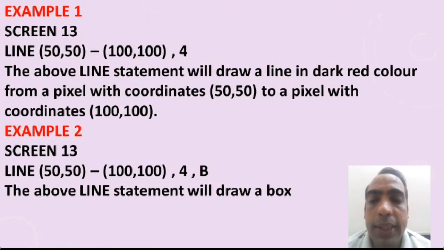Now you can see the first example of the line statement. Screen 13, line 50, 50 dash 100, 100, 4. In this example, 50 and 50 are the coordinates of x1, y1, and 100 and 100 are the coordinates of x2, y2, and 4 represents dark red color. Now you can see the second example: screen 13, line 50, 50 dash 100, 100, 4, B. The above line statement will draw a box.